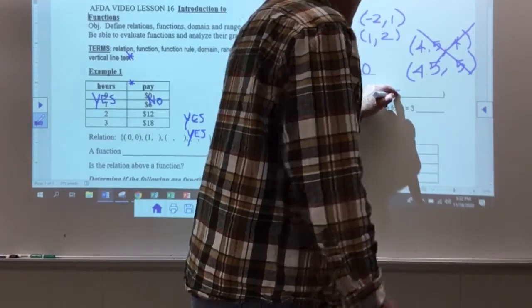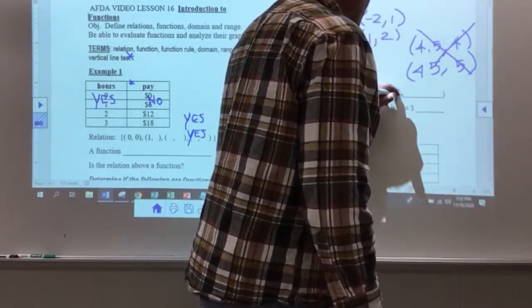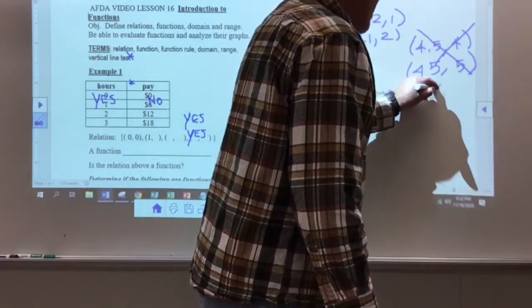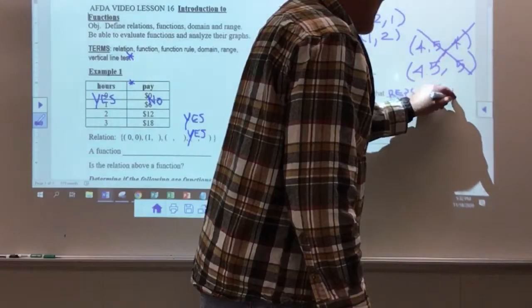So I'm going to abbreviate here, I hope. So that reps a function. Squeeze that in there if you can.